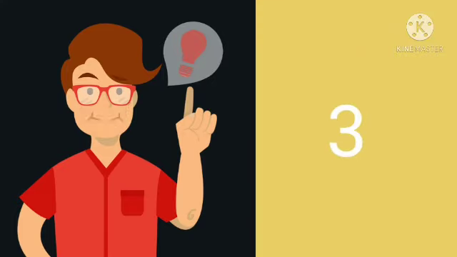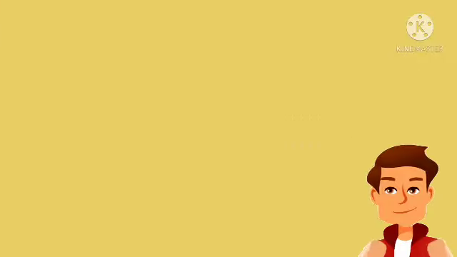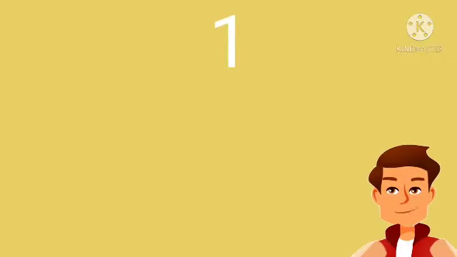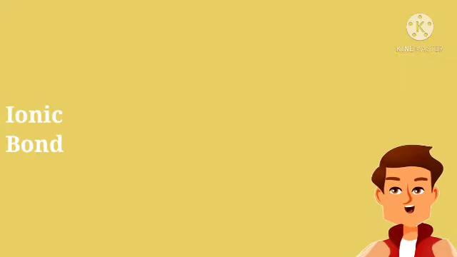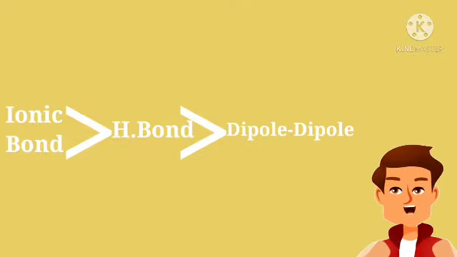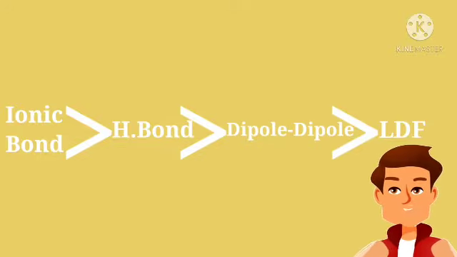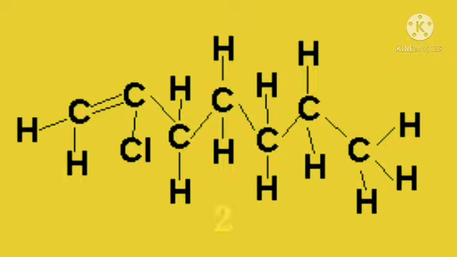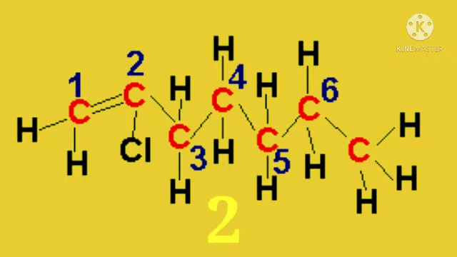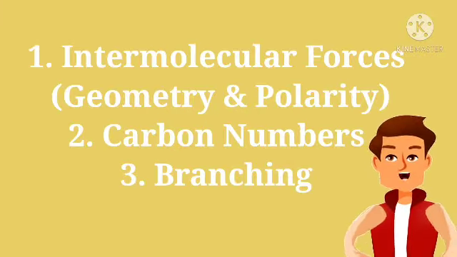There are three important trends to consider. The relative strength of the four intermolecular forces is: ionic bond is the highest, then hydrogen bonding, then dipole-dipole interaction. The least one is the London dispersion forces. The boiling point increases as the number of carbons increases. The third one, branching, decreases the boiling point. So these are the factors affecting the boiling point.